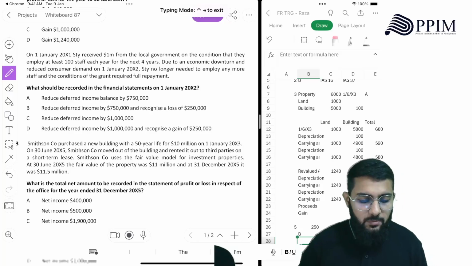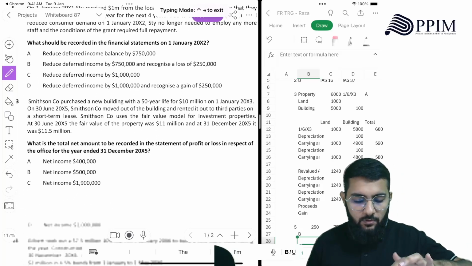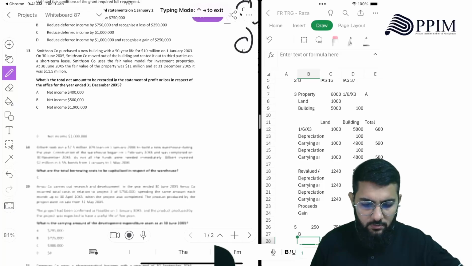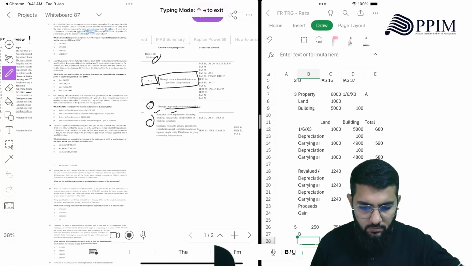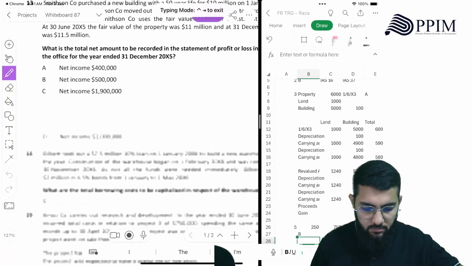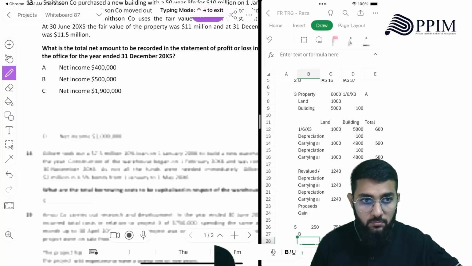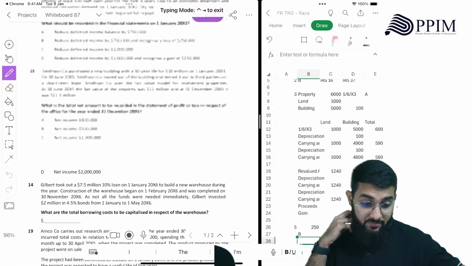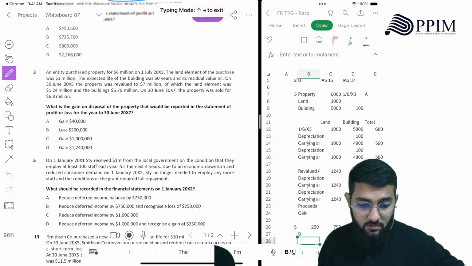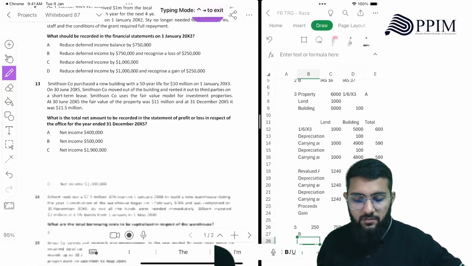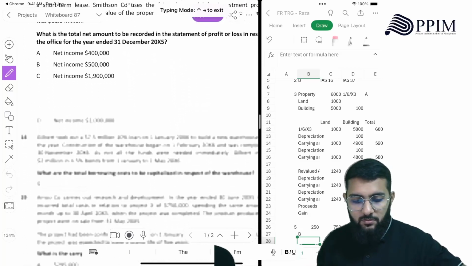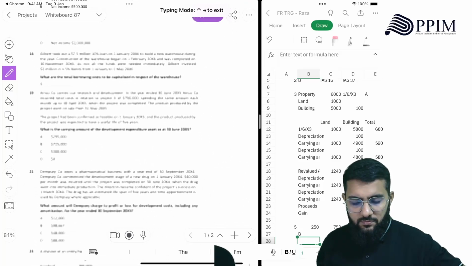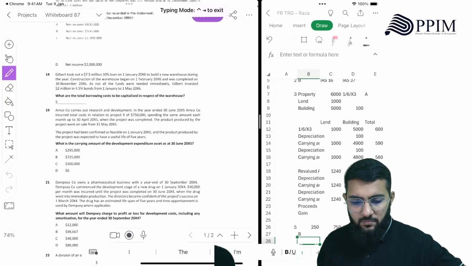Right. Question number 13 says, what has happened here? Why is it blur? It's not. Oh. Okay, fine. Right.